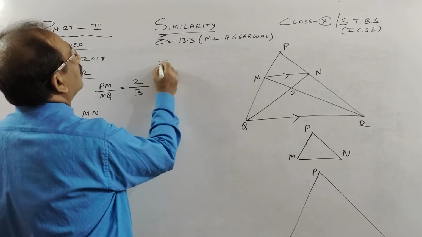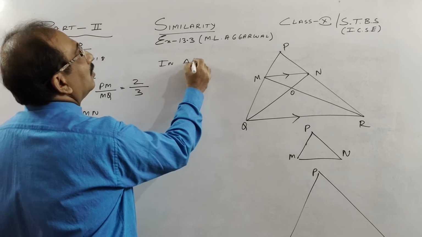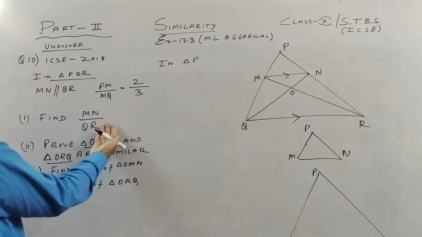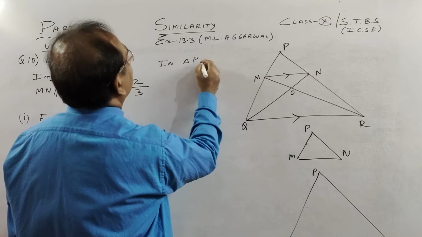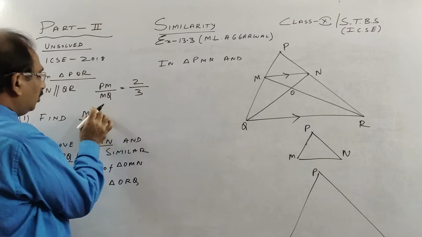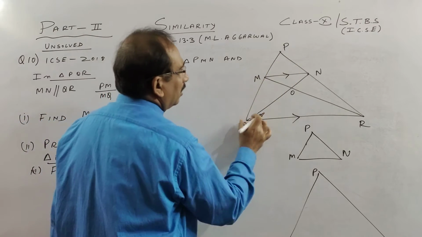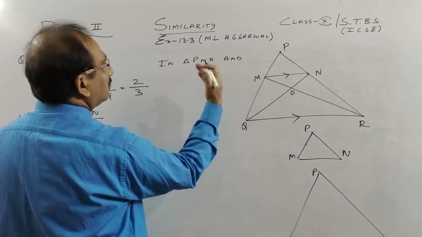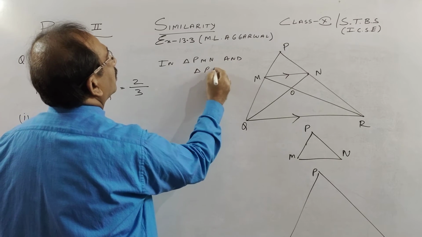How will we do it? See here in triangle PQR. Let us take the ratio small to big. So small to big. First I take PMN, the small triangle. So see, small to big it is. This is in the small triangle and QR is in the big triangle. So I take the small triangle first and then the big triangle PQR.